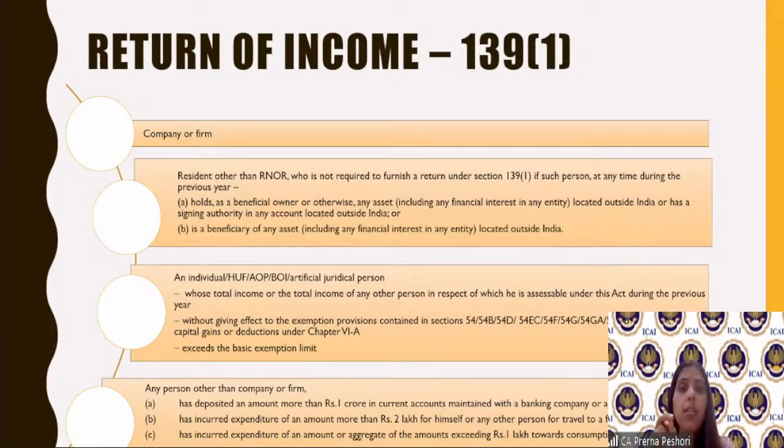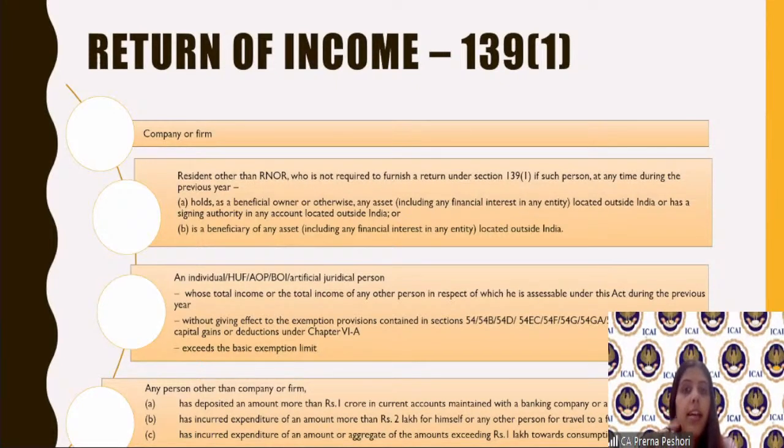But what does 139(1) say? That your total income, which is 2 lakh, without considering the Chapter 6A deduction, plus capital gain without giving effect to 54 series, which is another 1 lakh. So your total income is 3 lakh, and since it exceeds the basic exemption limit of 2.5 lakh, you are required to file the return of income. So if your total income without giving effect to 54 series exemption or Chapter 6A exceeds the basic exemption limit, you are required to file the return of income. Is that clear? So that is the third category.